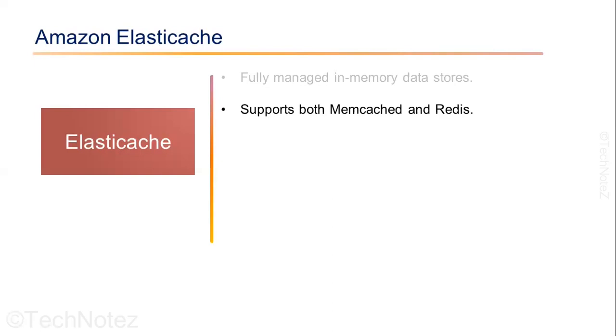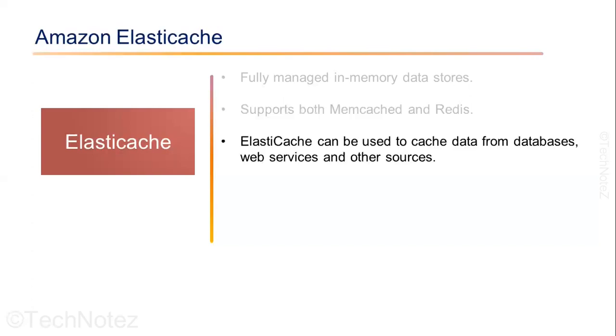Both engines can be used to significantly improve the performance of web applications by allowing them to retrieve data from a fast in-memory store rather than relying on slower disk-based databases. ElastiCache can be used to cache the data from databases, web services, and other sources, and can be easily integrated with other AWS services such as RDS, DynamoDB, and S3.